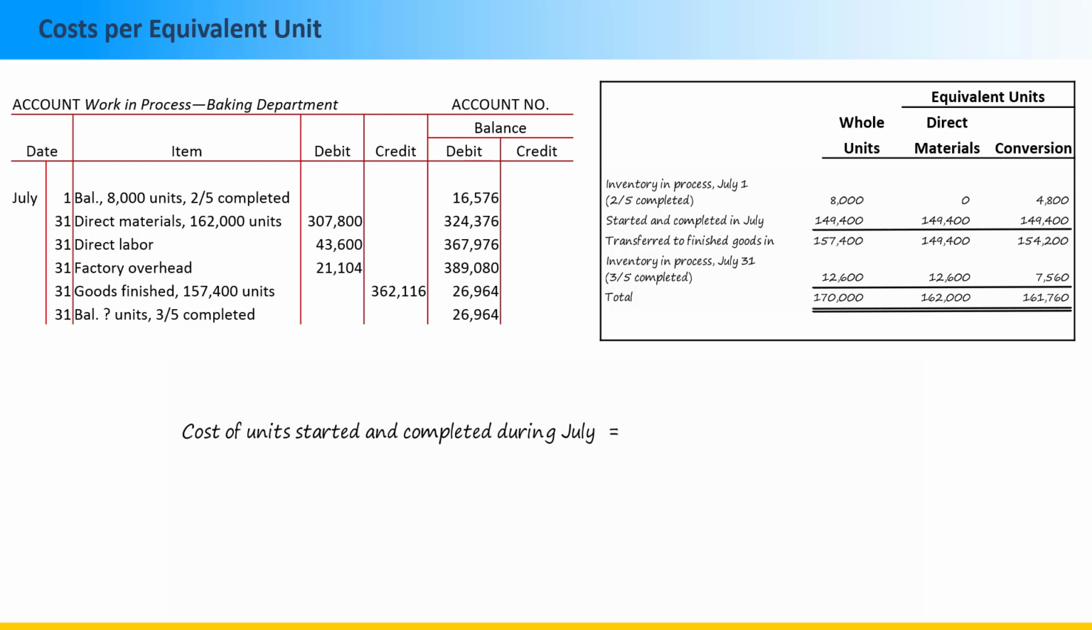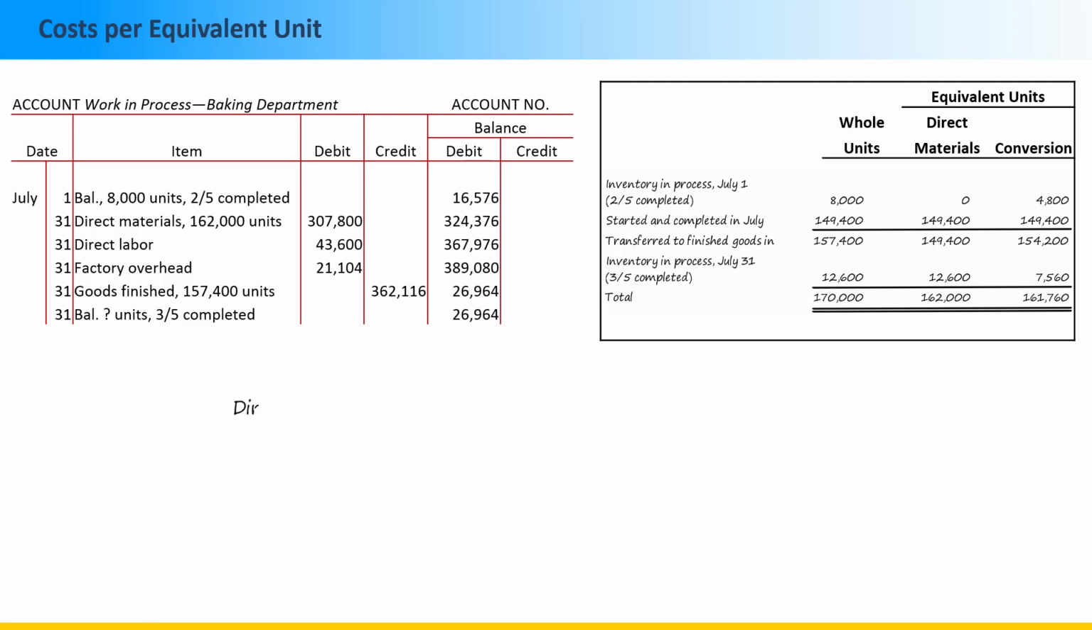Next, we calculate the cost of the units started and completed during July. The direct material cost per unit is $1.90, and the conversion cost per unit is 40 cents. Thus, the total cost of production per unit is $2.30. The units started and completed in July are 149,400. By multiplying $2.30 by 149,400, we determine the cost of the units started and completed during July to be $343,620.